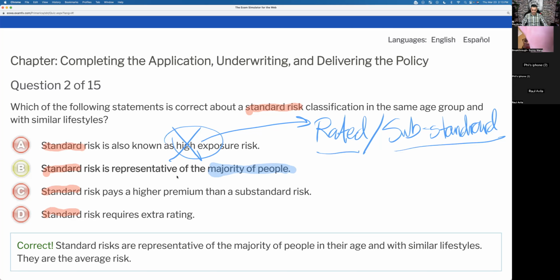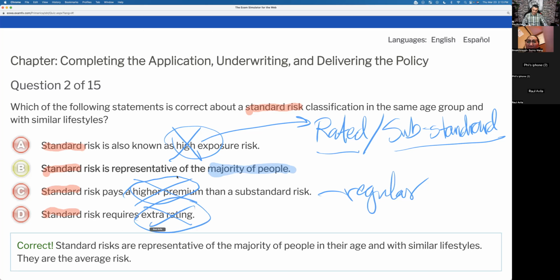The next one says standard risk pays a higher premium. No, it pays a regular premium. And then D says risk is extra rating. No, it's not extra rating. It's just regular. That's why they call it regular. That's why they call it standard. Okay. So B is the answer.